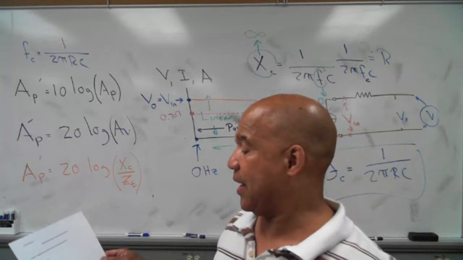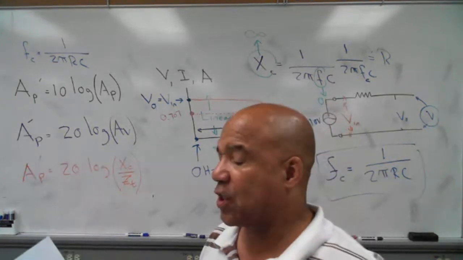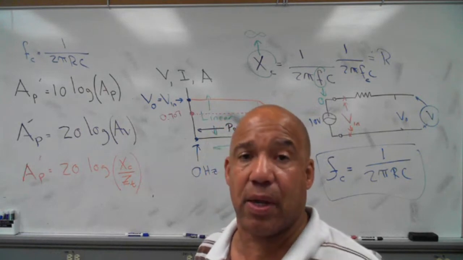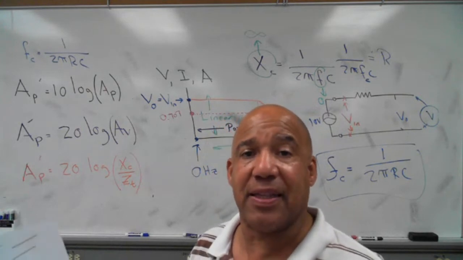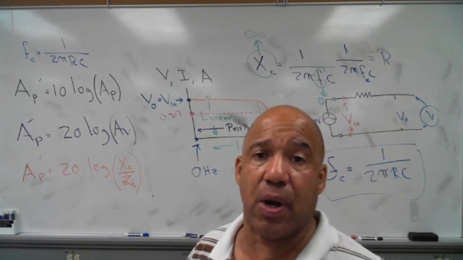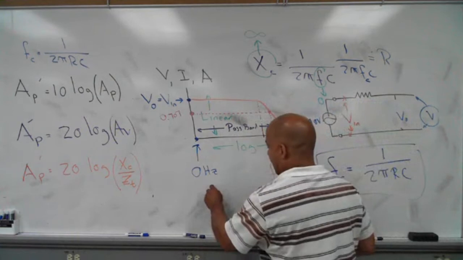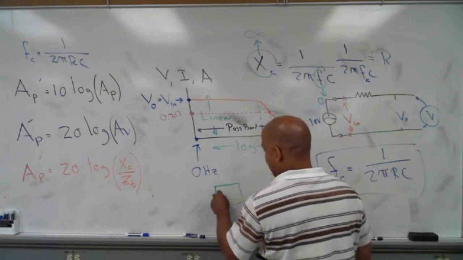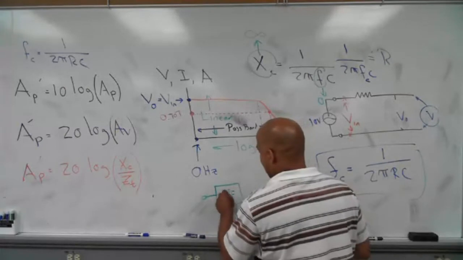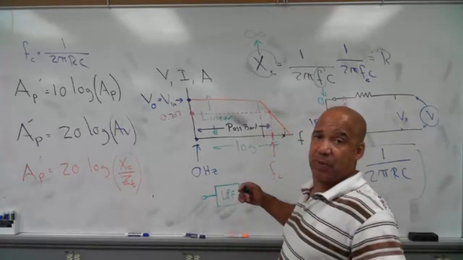And number 3 says the decibel gain of passive filters is always less than 1. Now think about that. The decibel gain of passive filters is always less than 1. The reason is, if I have a filter, say a low-pass filter, remember, if I have an active filter, I add an amplifier to it, so that gives me gain.